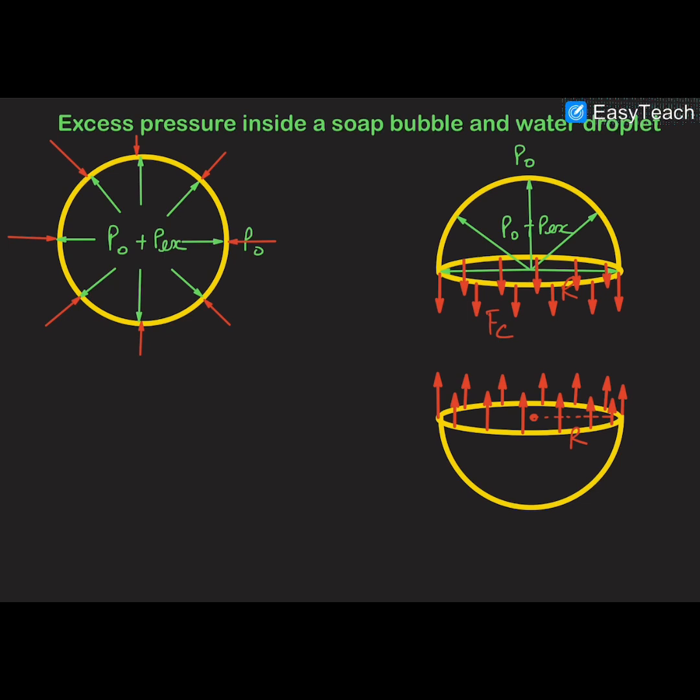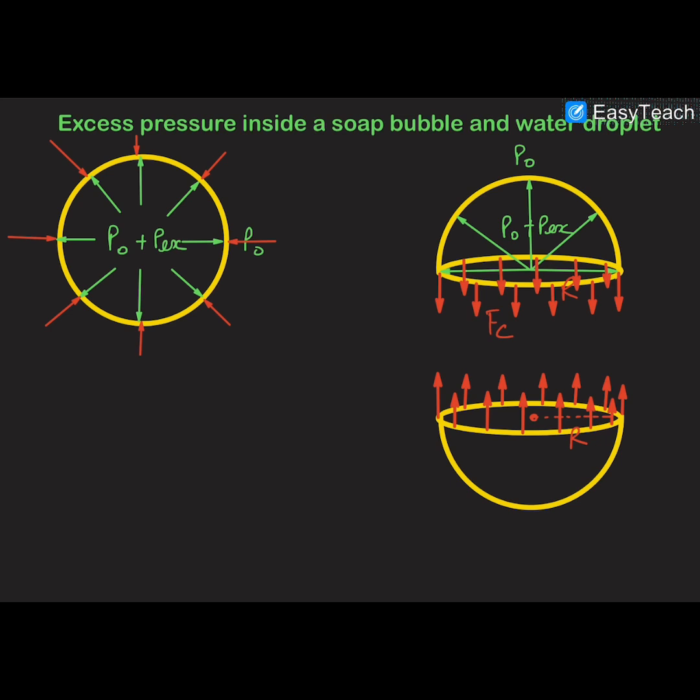In this video we are going to discuss the excess pressure inside a soap bubble and a water droplet. You must have heard about the excess pressure, and you should know that the pressure inside the soap bubble is actually greater than the pressure outside the soap bubble, or the pressure inside a water drop is greater as compared to the pressure outside it. Now this is obviously due to the surface tension.